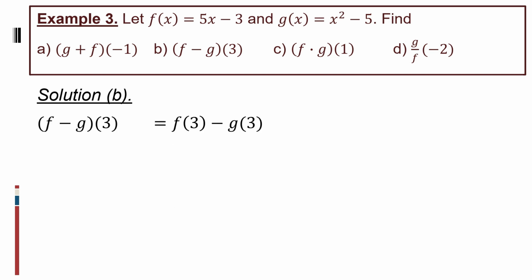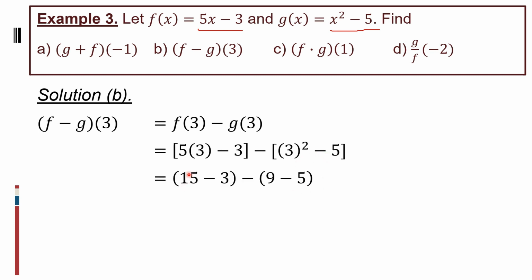For letter B naman, f minus g of 3 is equal to f of 3 minus g of 3. So, pwede nating evaluate ito at 3 and ito at 3. So, that is now 5 times 3 minus 3 minus the quantity 3 squared minus 5. Or that is 15 minus 3 minus the quantity 9 minus 5. 15 minus 3 is 12. Minus 9 minus 5 is 4. So, we have 12 minus 4, or 8.